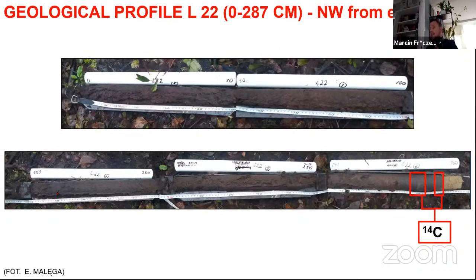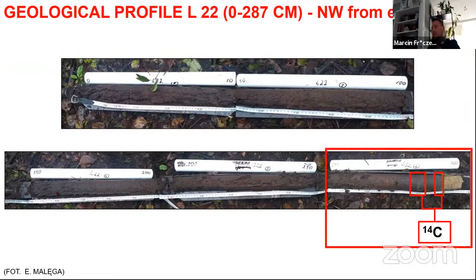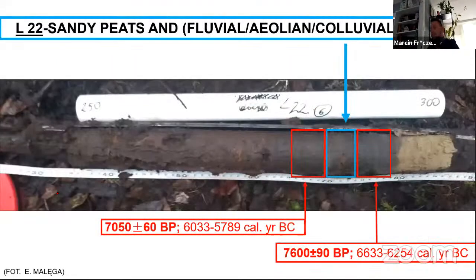But we did some research, and the most important thing is borehole 22, from the northwestern part of this elevation, and of course its bottom part. We picked up some samples, and on the sandy sediments we collected samples for C14. It was dated to 7.6 thousand years before present. We also found traces of sandy peats with some sands inside. After detailed analysis, we must admit that those sands belong to Aeolian sediments.